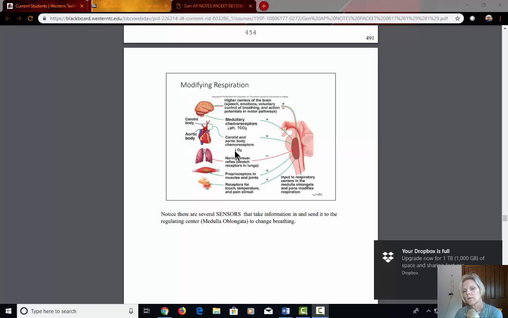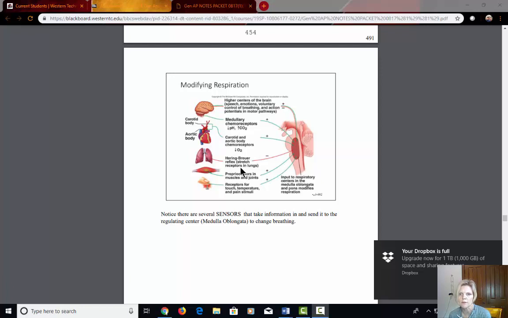We have stretch receptors in the lungs. When the lungs are overly filled with air, they reflexively exhale, which prevents overinflation of the lungs. We call that the Hering-Breuer reflex. And that's how babies primarily breathe in the early months of life, just by the natural exhale that occurs when the lungs are filled with air and those stretch receptors are stimulated.